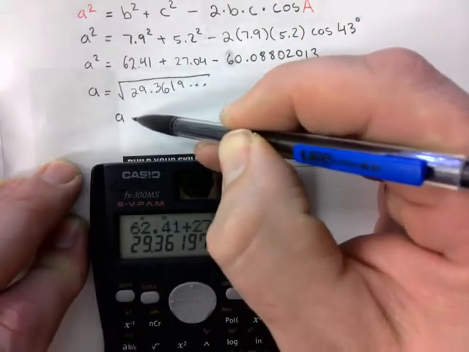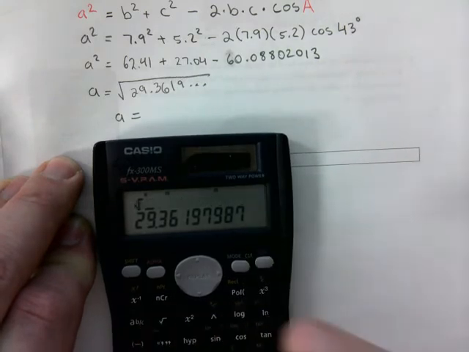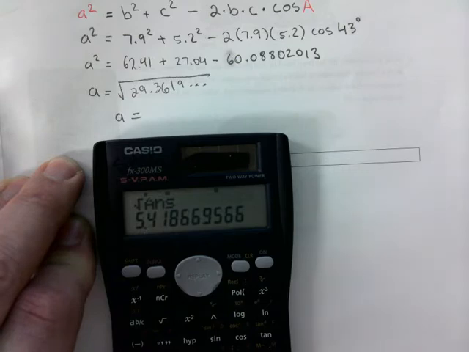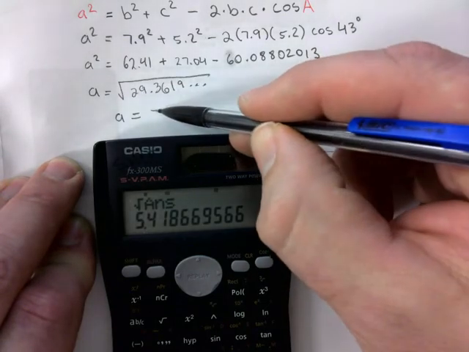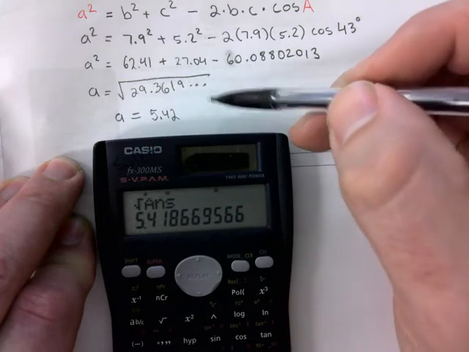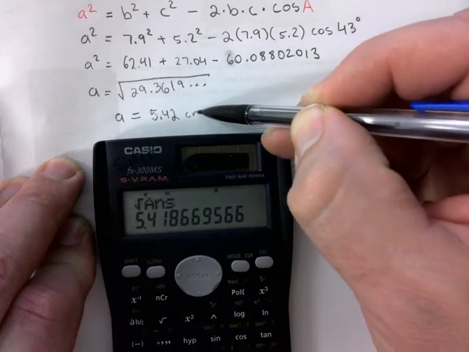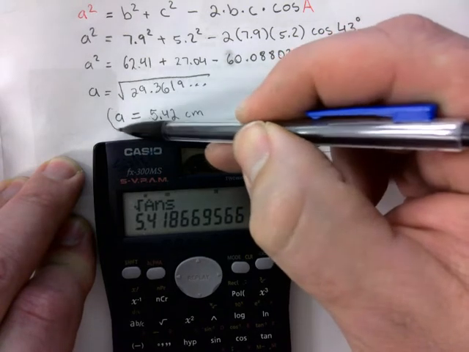And here's my last. I'm going to press the square root button and just hit equal. And that's 5.42. We are in centimeters. That is your final answer.